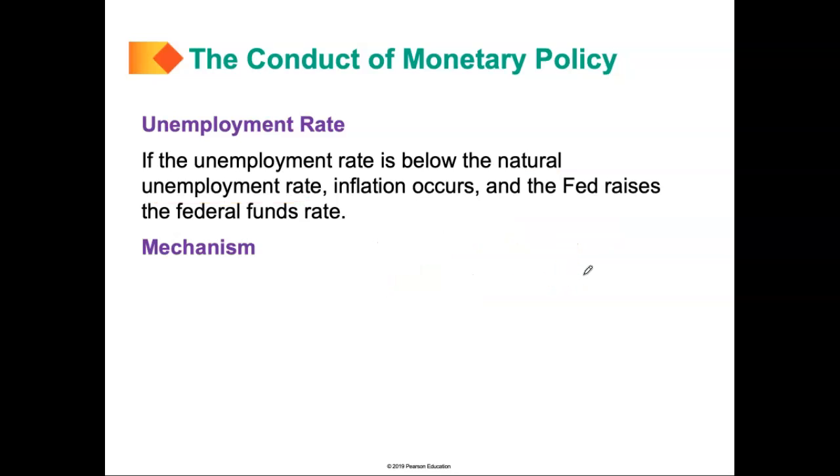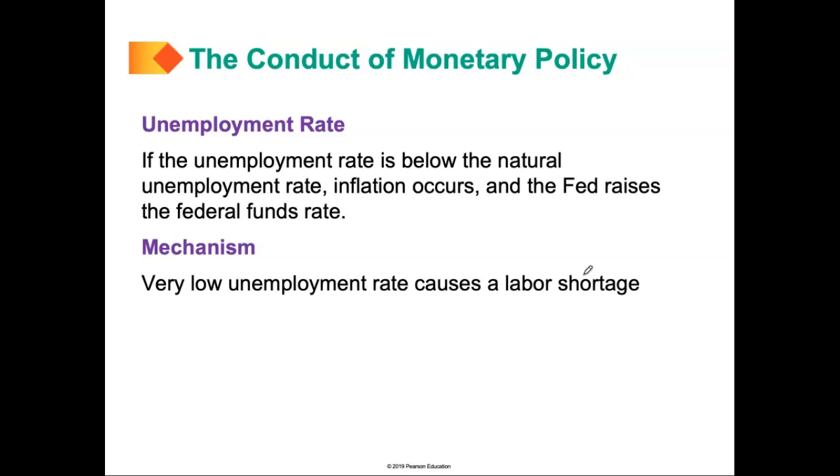Well, let's look at the mechanism. When there's a very low unemployment rate, this will cause a labor shortage in the economy, because there are basically no workers available to work. Almost every worker has been employed, right? Anytime there's a shortage in a market, prices of that good tend to rise. And the price of labor is wages.